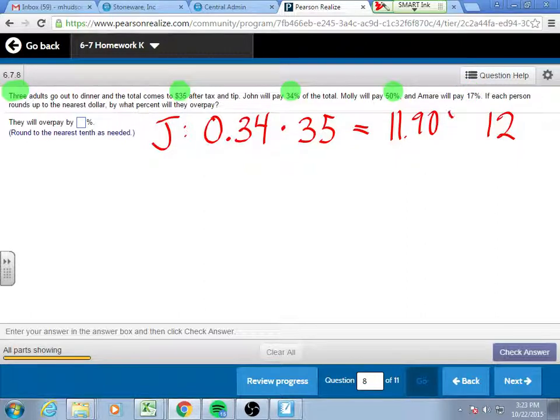I should put a squiggly equals here. Why do you put a squiggly? Because it's approximately. It's not the exact answer, but because we were told to round up, that is the answer that I need to work with.